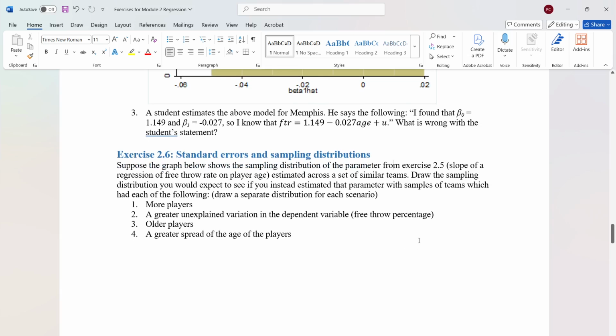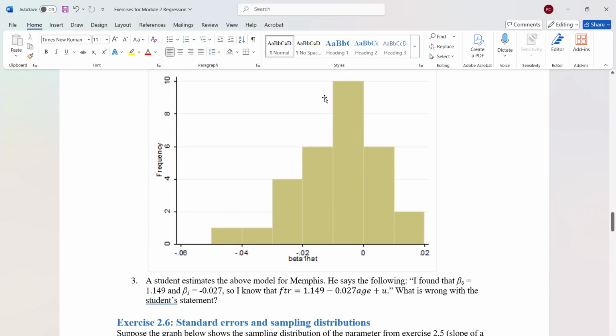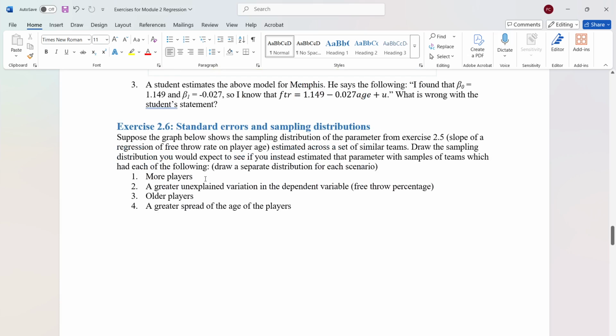Suppose the graph below shows the sampling distribution of the parameter from exercise 2.5, same data, estimated across a set of similar teams. Draw the sampling distribution you would expect to see if you instead estimated that parameter with samples of teams which had each of the following characteristics. So we're going to change things a little bit. I notice here that when I have many different teams and I estimate this, I get a shape like this, right? So there's some variation in. But what if I had, say, more players?